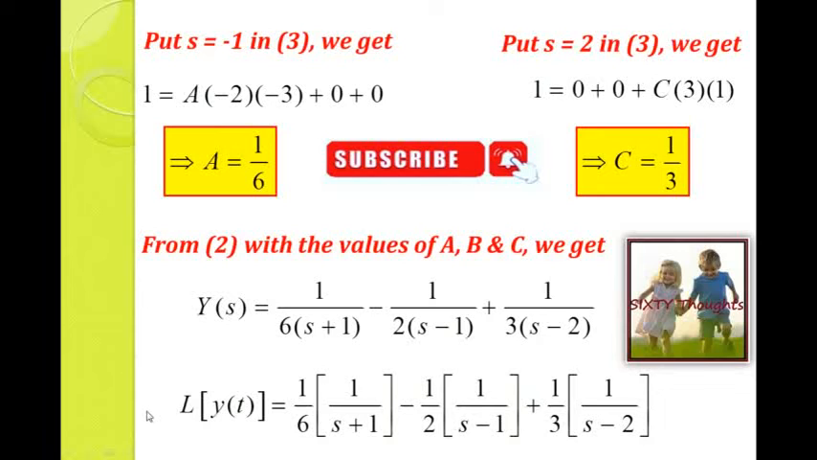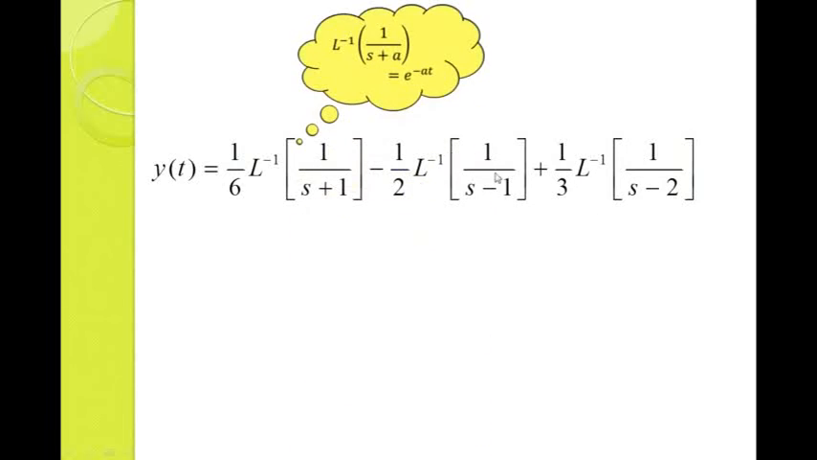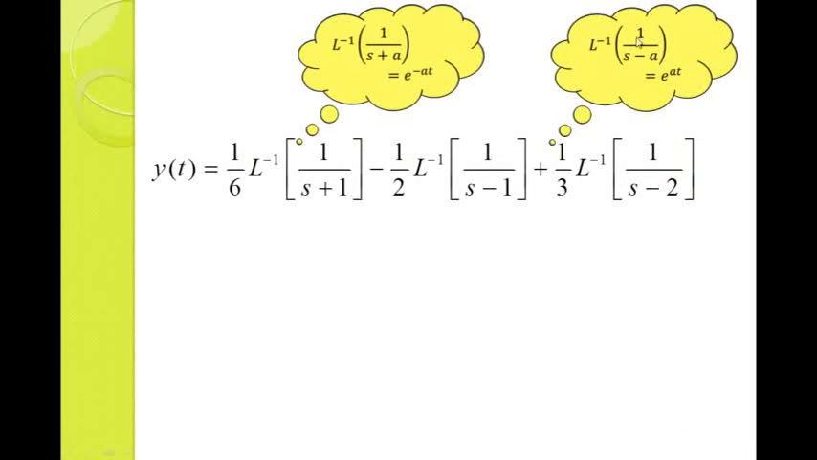So now we find y of t value, so we apply inverse Laplace transform on both sides. We get y of t equal to 1 by 6 L inverse of 1 by s plus 1 minus 1 by 2 L inverse of 1 by s minus 1 plus 1 by 3 L inverse of 1 by s minus 2. We know the inverse of 1 by s plus a is e power minus at. What is L inverse of 1 by s minus a? e power at. So here L inverse of 1 by s plus 1 is nothing but e power minus t, which means a value is 1. Here L inverse of 1 by s minus a, so a value is 1.